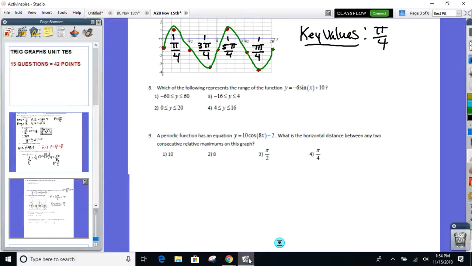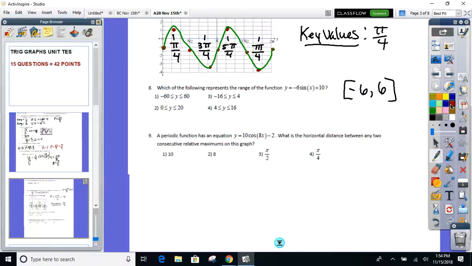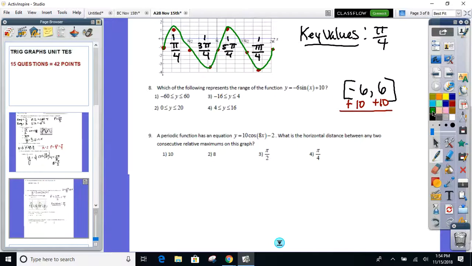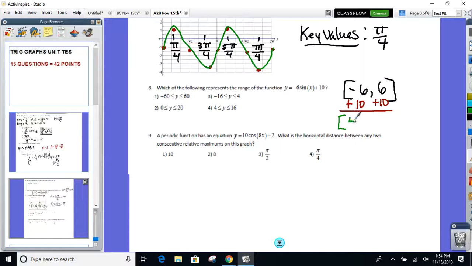Okay. What's the range? Here we go. What's the range pre-shift? What'd it go from? Yep. And then you did what? Added 10. So we are at what now for a range? 4 and 16, which would be choice 4.